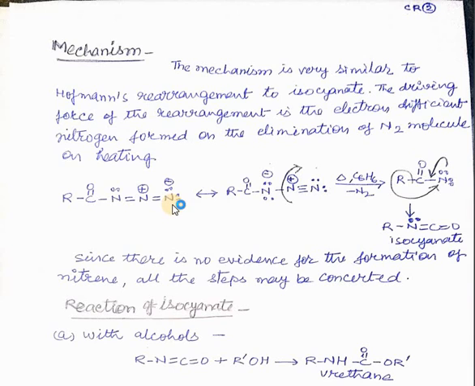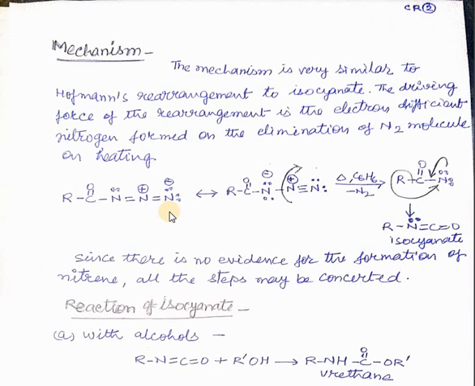So this is the acid azide, acyl azide, and on heating it gives up the nitrogen molecule to give this species, a nitrene, in which there is an electron deficient nitrogen. The migration of the alkyl group takes place onto this nitrogen atom, like the Hofmann rearrangement, and the isocyanate is obtained. So this step is very much similar to that of the Hofmann rearrangement.